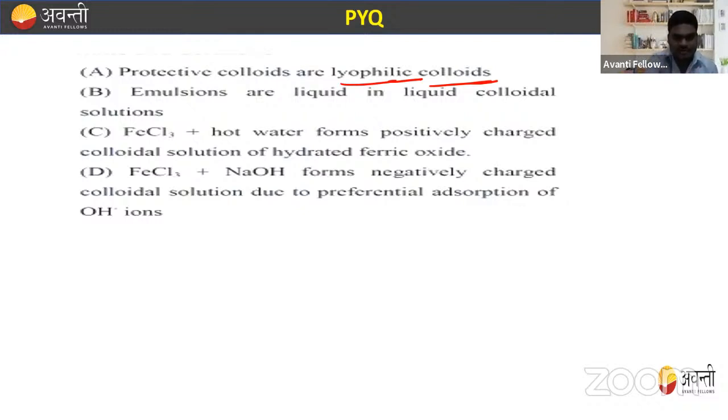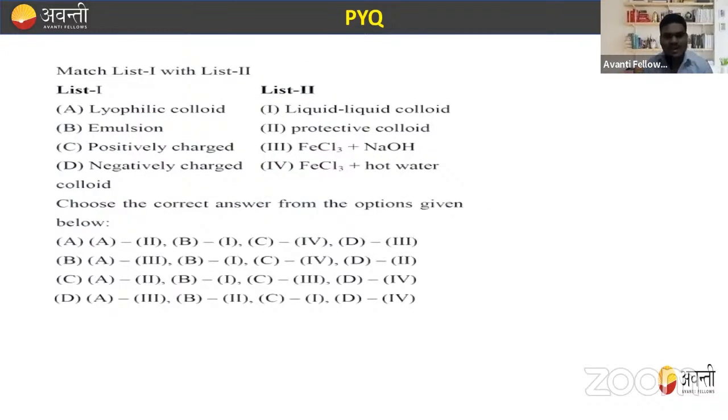So which one is correct, beta? FeCl3 and NaOH will form the negatively charged colloid. We already discussed this type of question. FeCl3 with hot water will form the positively charged one. And this one is the lyophilic protective colloid. And this is the emulsion. So just match this, and you can get the answer for this question.